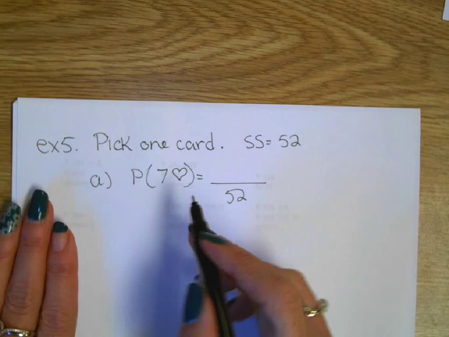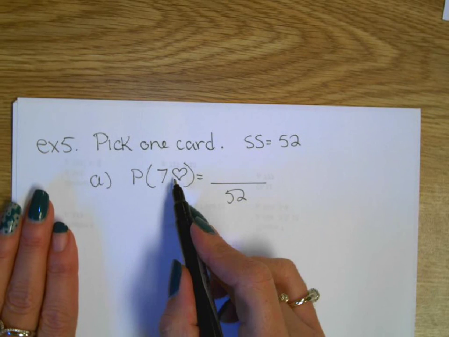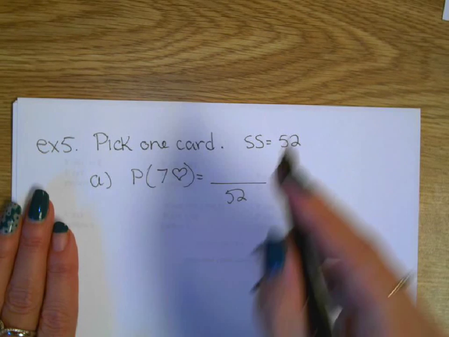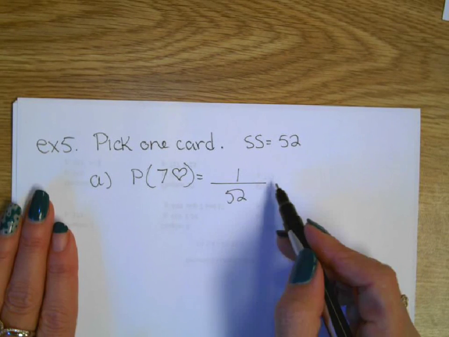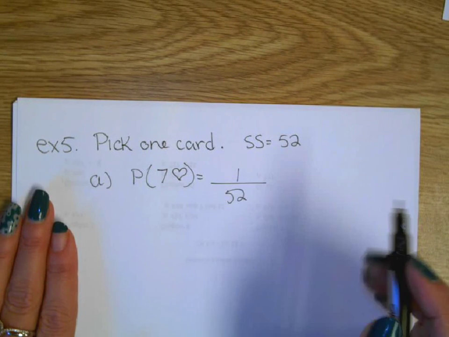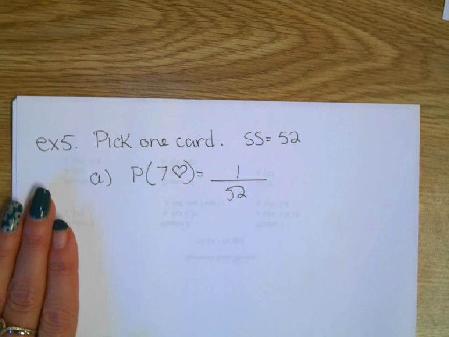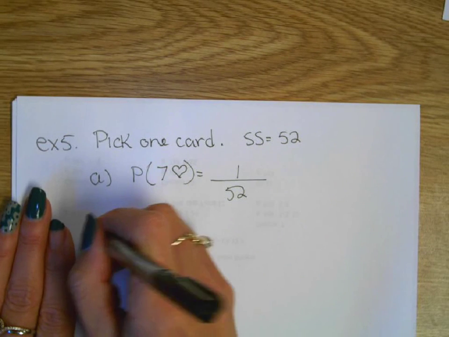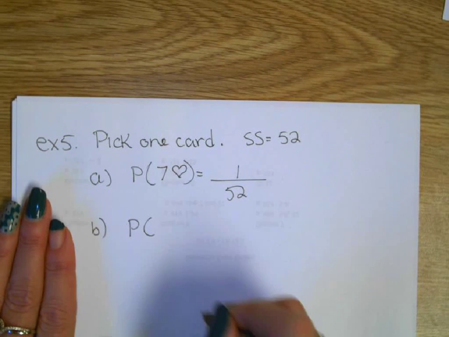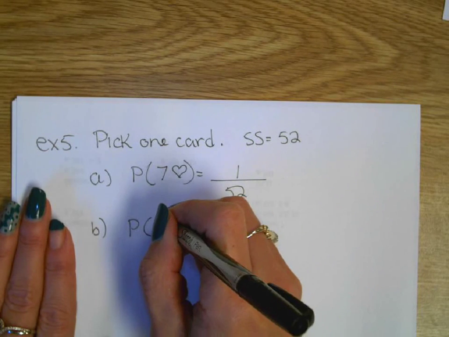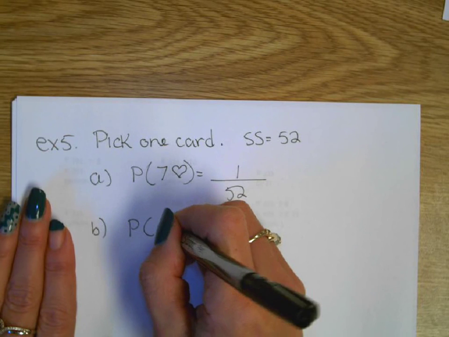Now I got to ask myself, how many cards in the deck are 7 of hearts? Well, there's only one of each card. So I can leave it as a fraction. I think the book might do decimals. It doesn't matter to me. But I'm going to leave it as a fraction because it's easier. Okay, still picking one card. What's the probability that the card I pick is a club card?